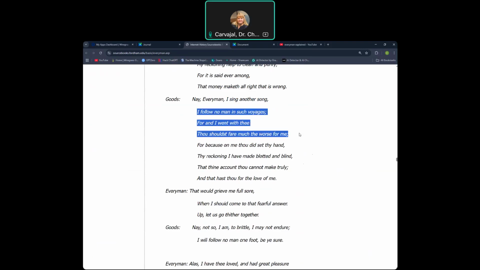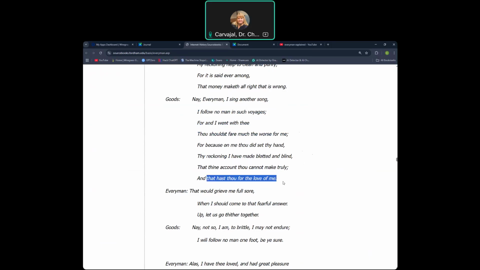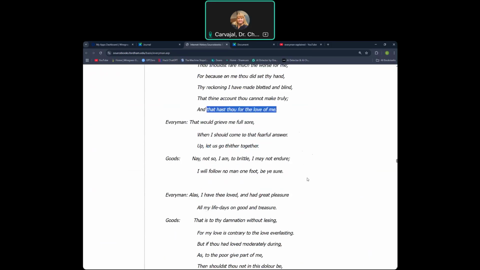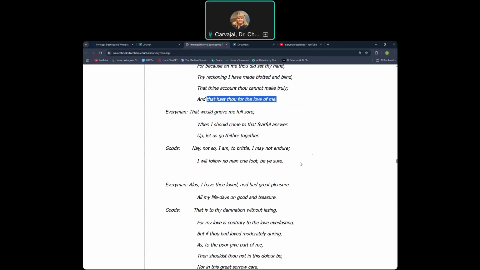And if I went with you, if you tried to show God all the wealth you had acquired, it would not help you. God would frown upon this, because in so many things you did it for the love of me. So instead of thinking about God and doing what was godly, he thought about his wealth and tried to acquire more. So he was after stuff that was not godly. He worshiped the wrong God, if you wanted to think about it that way. And Everyman's like, but come on, let's go together.